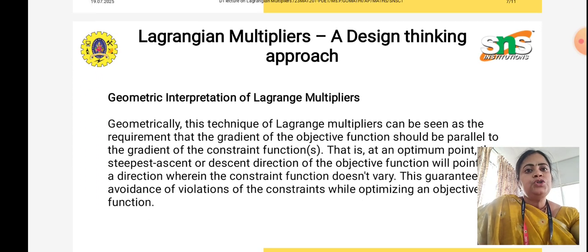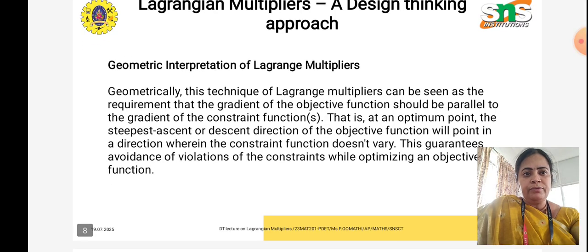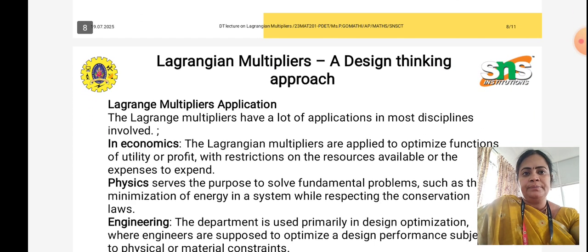Next, let us see the geometrical interpretation of Lagrangian multipliers. Geometrically, this technique can be seen as the requirement that the gradient of the objective function should be parallel to the gradient of the constraint function. That is, at an optimum point, the steepest ascent or descent direction of the objective function will point in a direction wherein the constraint does not vary. This guarantees avoidance of violations of the constraints while optimizing an objective function.